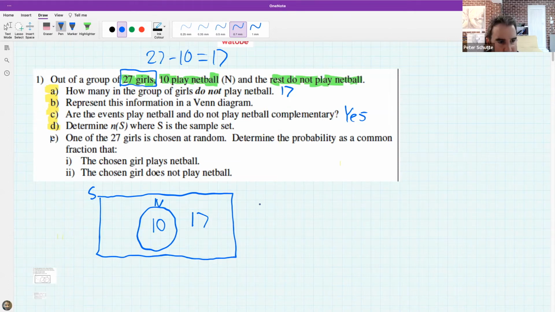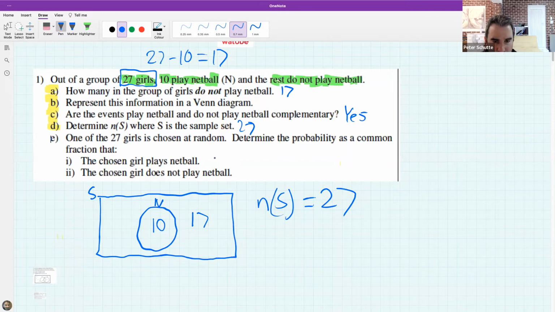Okay. Now, if you look at D, n(S), what is n(S), guys and girls? What's the number of items in the sample space? Yeah, it's the total number of items in this thing, and it's 27. So the answer here will be 27.